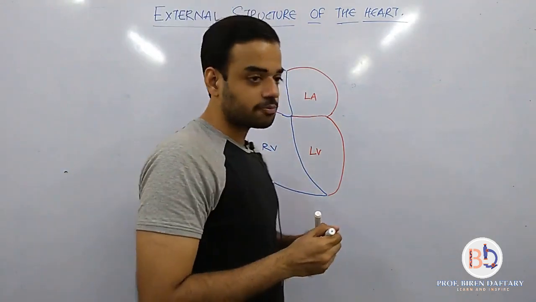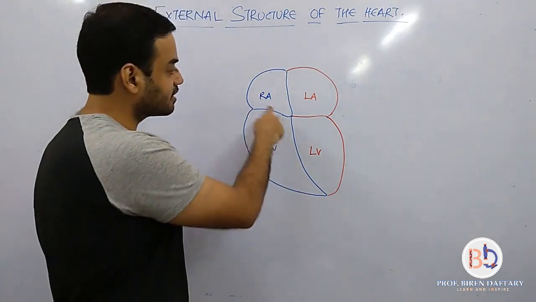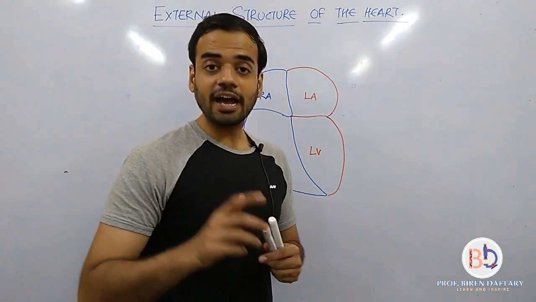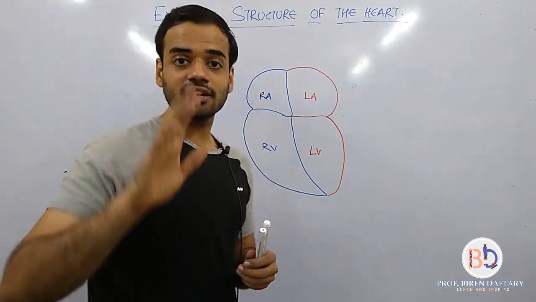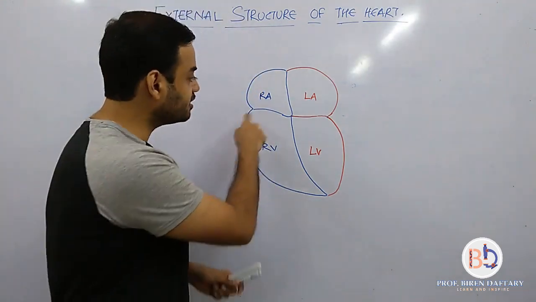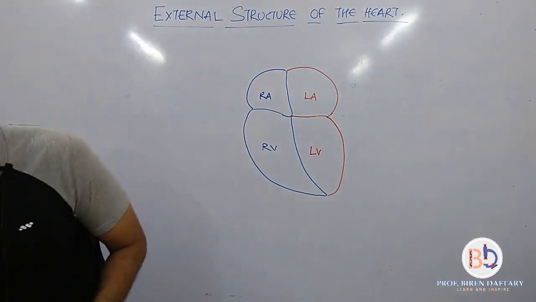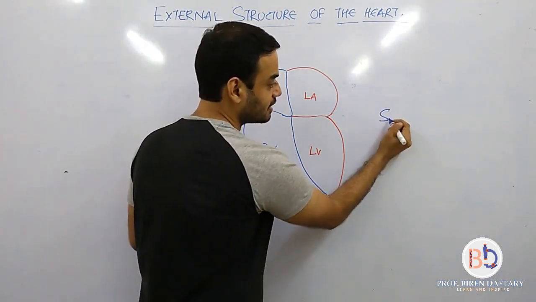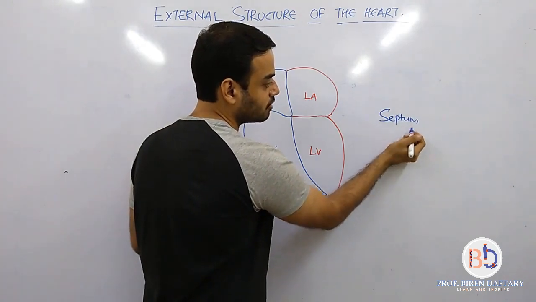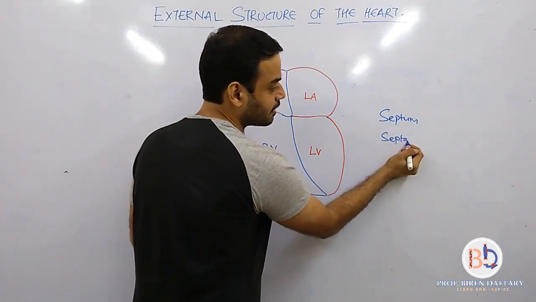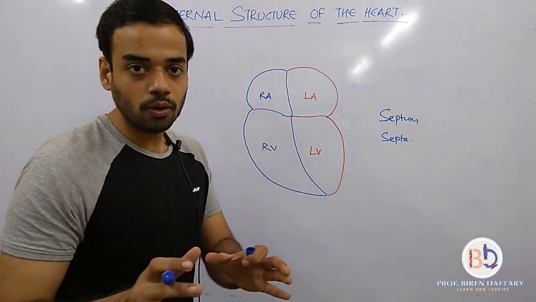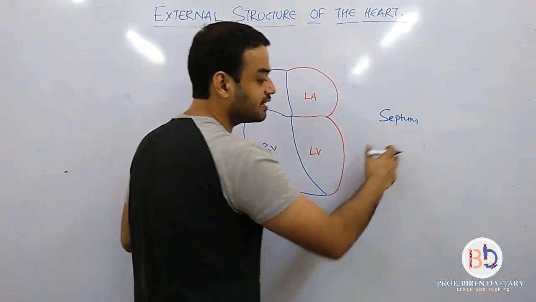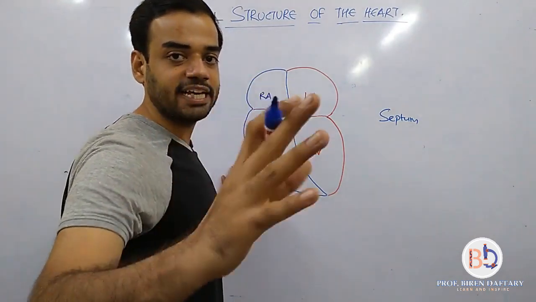Now the next part that you have to explain is these walls which are present. Very important part. I have already told you in the general anatomy lecture that these walls are called septum. You remember that I said septum is a singular word and the plural is septa. Now, these walls have three different names. You can use any name.